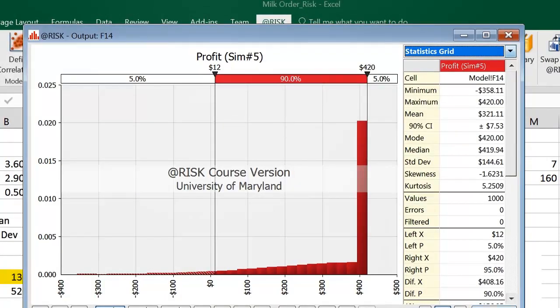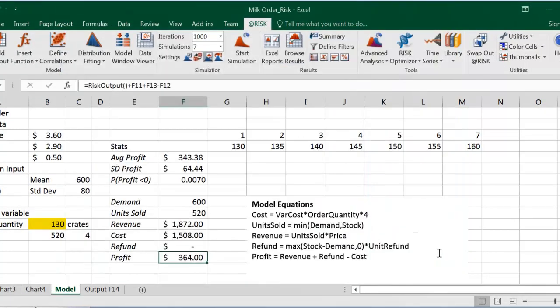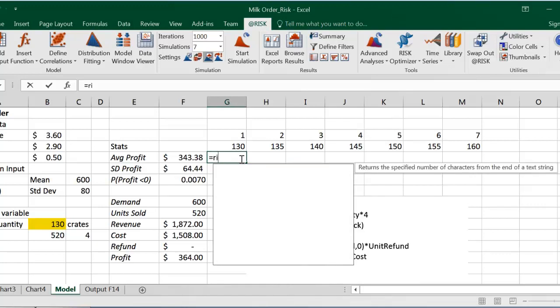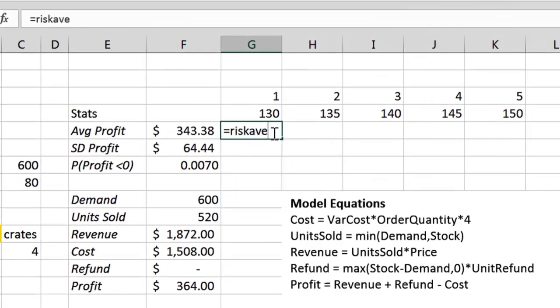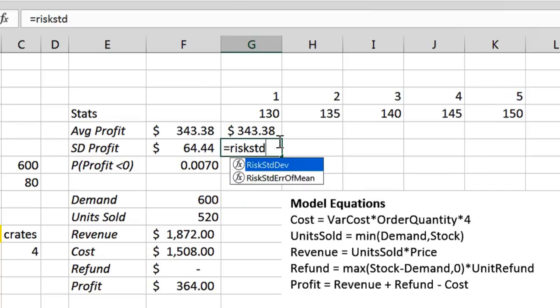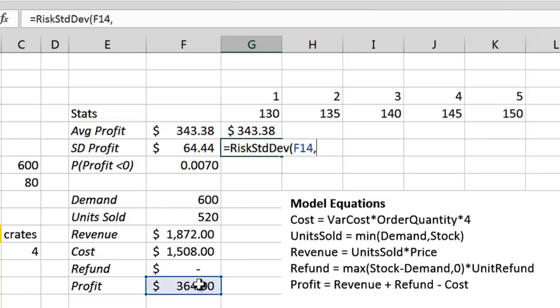All right, so I'm going to close this here. And I'm going to add in my table the average for each of the simulations. So I'm going to use Risk mean for the profit. So I'm highlighting the profit and I'm letting it know that it's for the first simulation. That way I only get the average of the first simulation. Now I'm going to do the same for the standard deviation, Risk standard deviation for the profit, simulation 1.